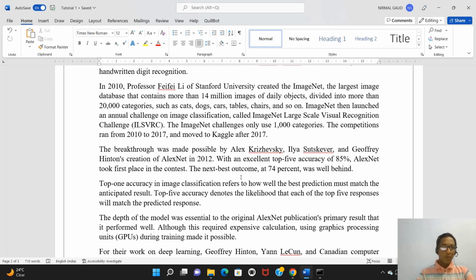So what does this top accuracy mean basically? Top one accuracy is when the best prediction matches the result which we are anticipating, the result expected to be the correct or true answer. So for AlexNet, if I talk about 85%, it has been correct. Top one accuracy means the best prediction which we got for the expected result. Top five accuracy means the top five likelihood results, or the top five responses which we get, match the predicted response.